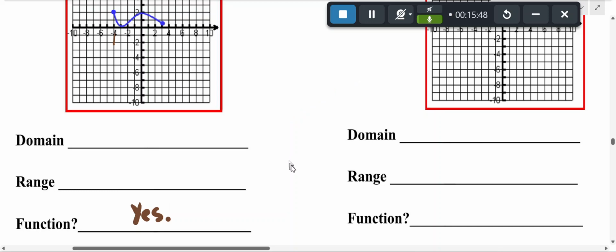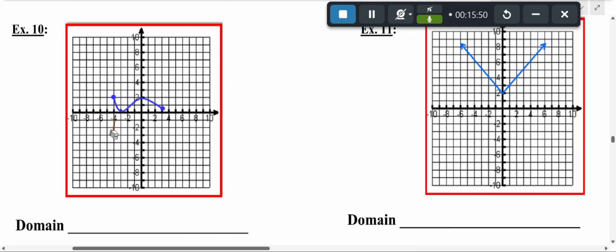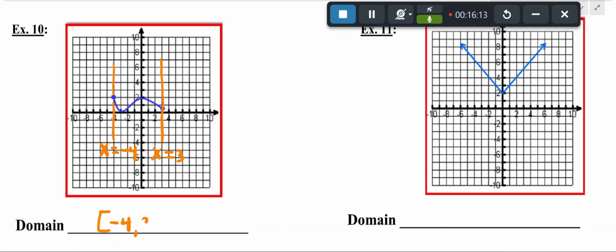Now let's do the domain. We're doing orange for domain, right? So here we go. So for the domain, the first vertical line is this one, and that happens at x equals -4. And the last vertical line is this one, so that happens at x equals 3. So the domain goes from -4 to 3, right? Or like this.